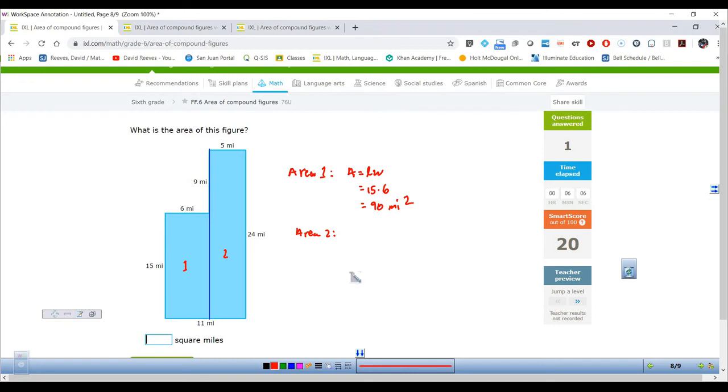All right. And for 2, now let's be careful here. Remember, 11 is all the way across.